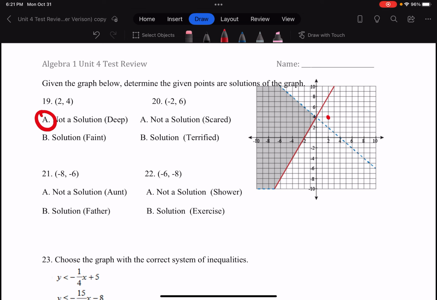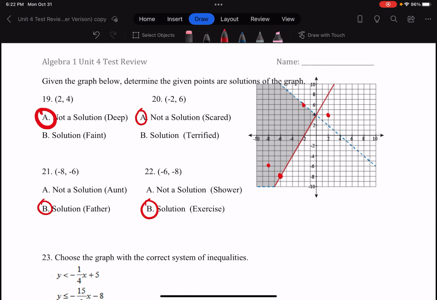Then we're going to move on to negative 2, 6. I go to the left 2 and up 6, but this is on my dashed line, so it's not a solution. I go to the point negative 8, negative 6, so I go to the left 8 and down 6. This is right in my shaded region, so it is a solution. And then I go to the point negative 6, negative 8, which lies on my solid line, so it actually is a solution.